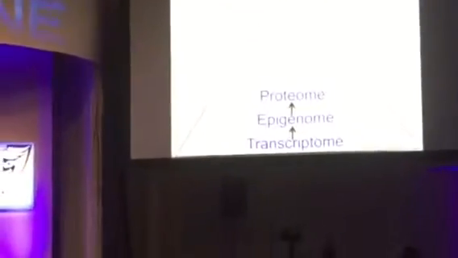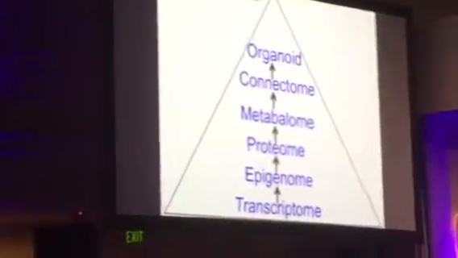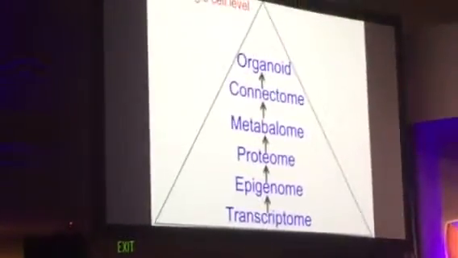We're starting to understand what the hubs are. But next we're going to have to profile even more intelligently. We're going to have to go up to the metabolome at the single cell level. And we're going to have to go up to the connectome, and ultimately the organoid. And that's what we're going to start looking at in a dish.